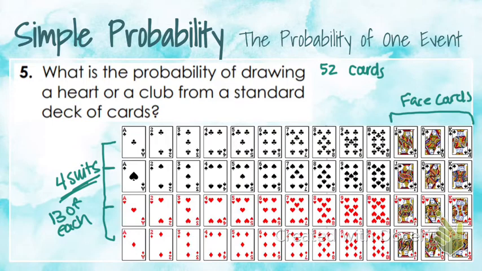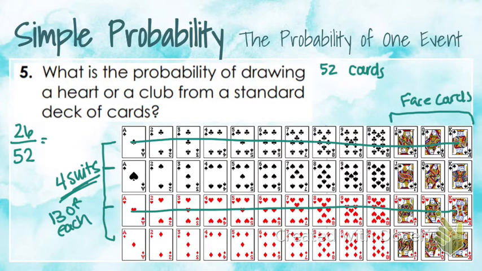All right, so the question asks, what's the probability of drawing a heart or a club from a standard deck of cards? So there are 13 hearts and there are 13 clubs. So that's 26 favorable outcomes. And there are 52 total cards. And that's going to reduce to 1/2. You could also see that that's 2 out of 4 of the total suits. And so that would also show you that it would be 1/2 of the cards.